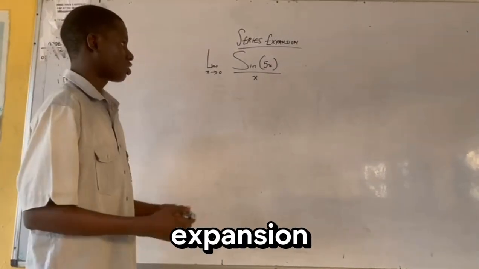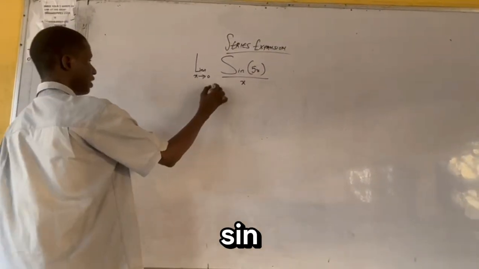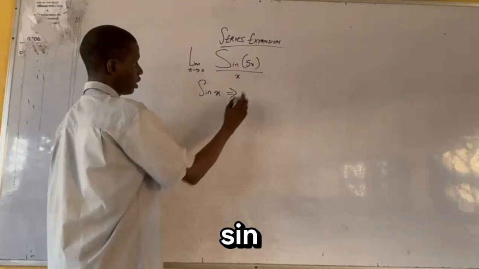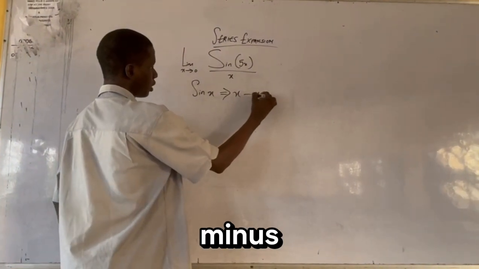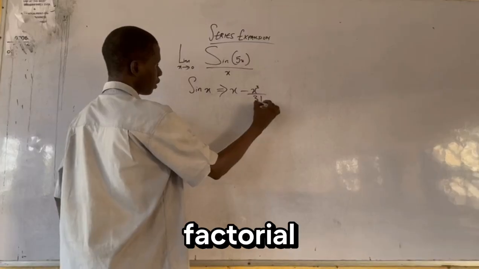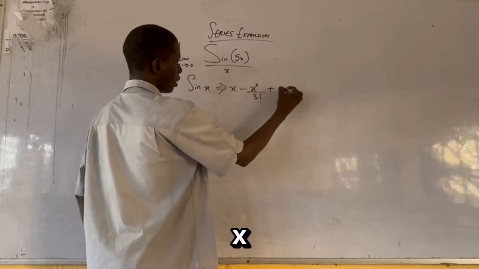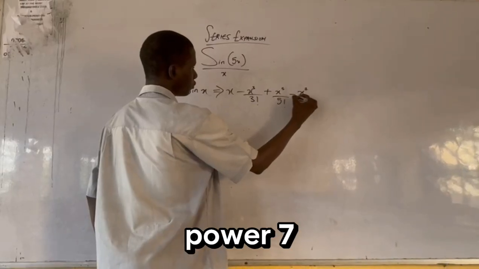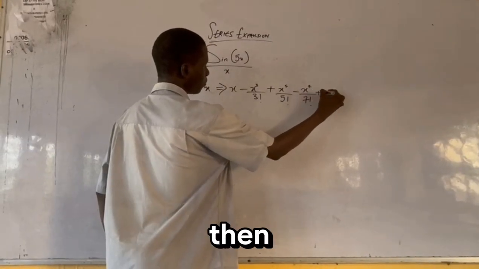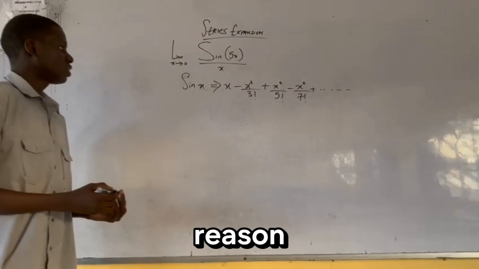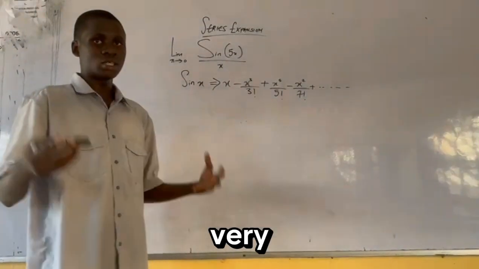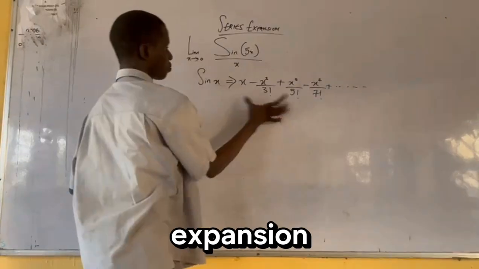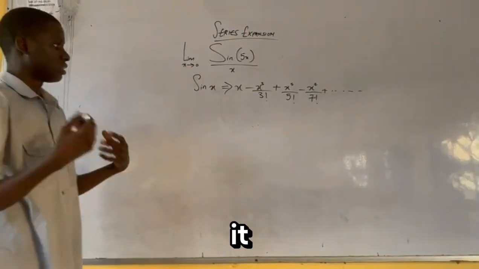Now, the Maclaurin series expansion for sine x, that's the first thing to get. The Maclaurin series expansion for sine x is x minus x cubed over 3 factorial plus x to the power 5 over 5 factorial minus x to the power 7 over 7 factorial, then plus and so on. The reason why we need to know this is very simple. We are just going to substitute this expansion of sine x into this line here.